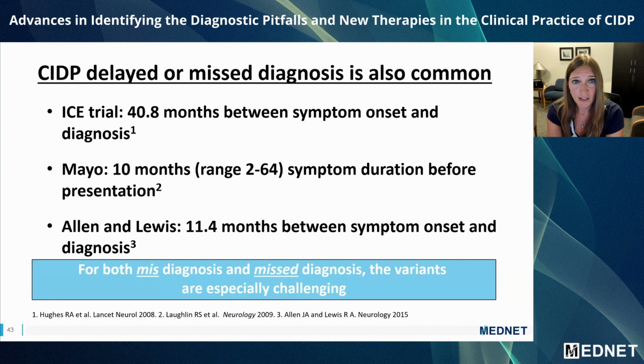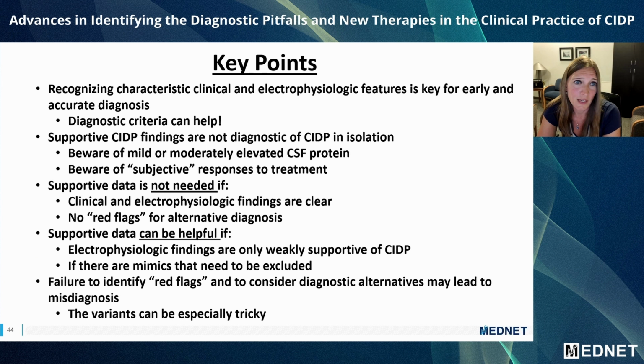I'd say delayed diagnosis and misdiagnosis are also very common. You can have a misdiagnosis, but also just miss the diagnosis entirely, so it goes both ways. In these trials, it reiterates how long it has taken some patients to get diagnosed, so there's a delay and a lot of nerve damage. And then there are also people who are overtreated and overdiagnosed. So it comes back to looking at the diagnostic criteria and trying to use those to your best advantage. Key points here: recognizing characteristic clinical and electrophysiologic features is key for earlier and accurate diagnosis.